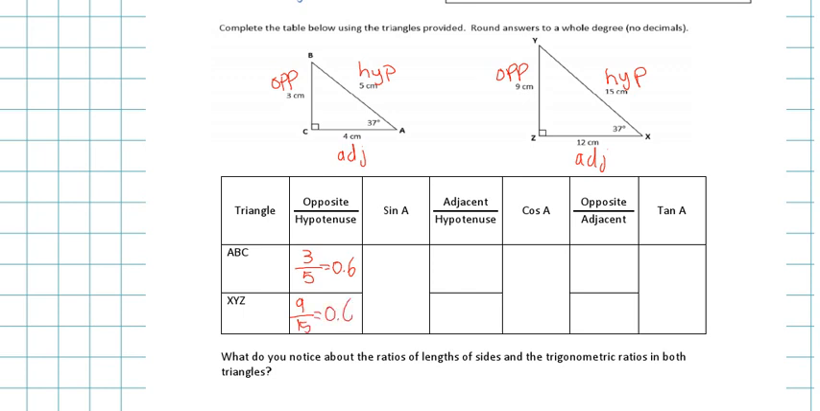Now, on the calculator, I want you to punch sine of the angle value. So you're going to do sine 37. What do you get? 0.6. Okay.